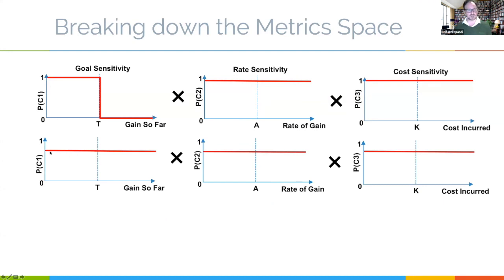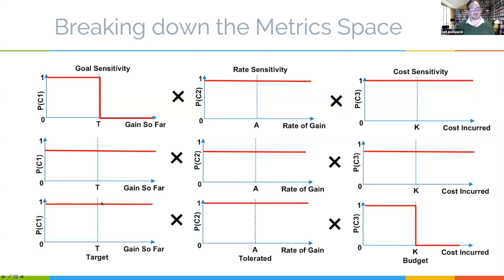Rank bias precision is agnostic across all three fronts, so it doesn't care about how much gain you get or the rate of gain or the cost. You just keep flipping a coin until you lose and then stop. And then with precision, you don't care about how much you get and you don't care about your rate of gain, but you do care about the amount that you're willing to spend, or your budget.